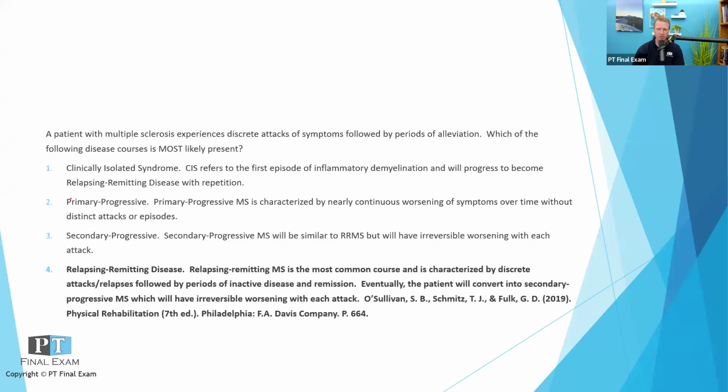Well, the correct answer here is option 4. So of the answer options, we've got clinically isolated syndrome, primary progressive, secondary progressive, or relapsing remitting disease. And this is the description of relapsing remitting disease. It's the most common course of MS, and it is described as discrete attacks of symptoms followed by periods of alleviation. That's the definition of relapsing remitting disease.